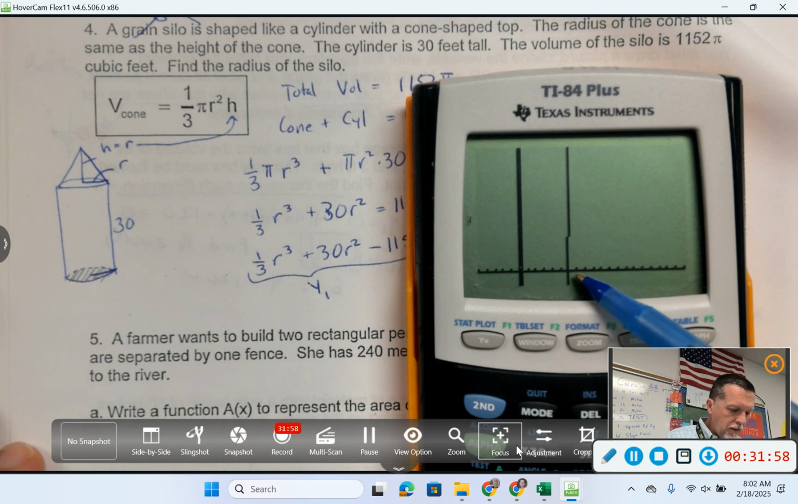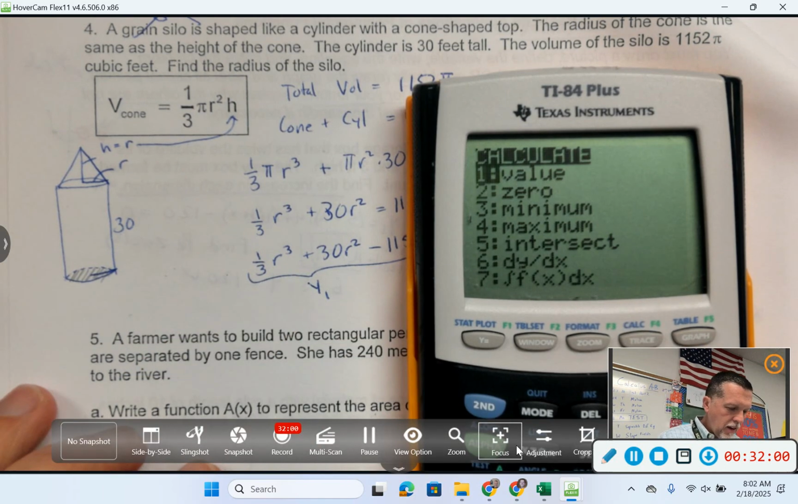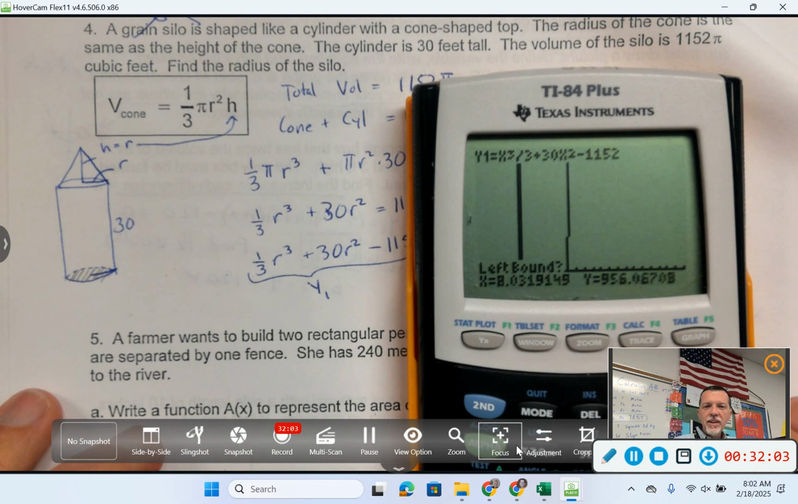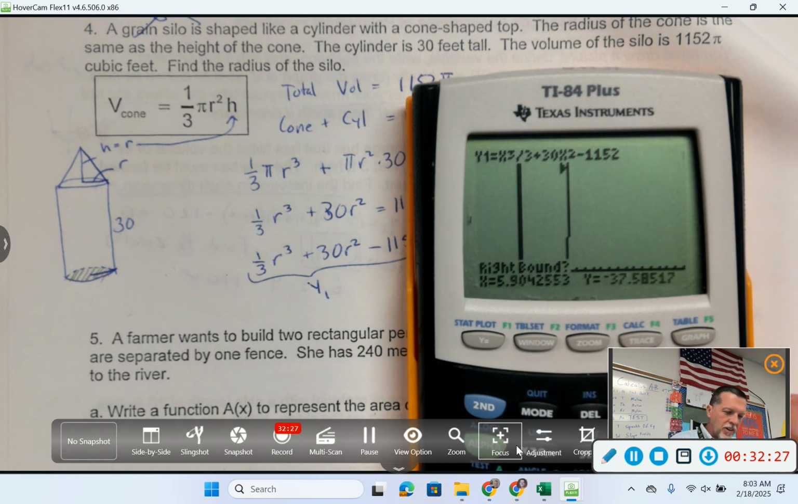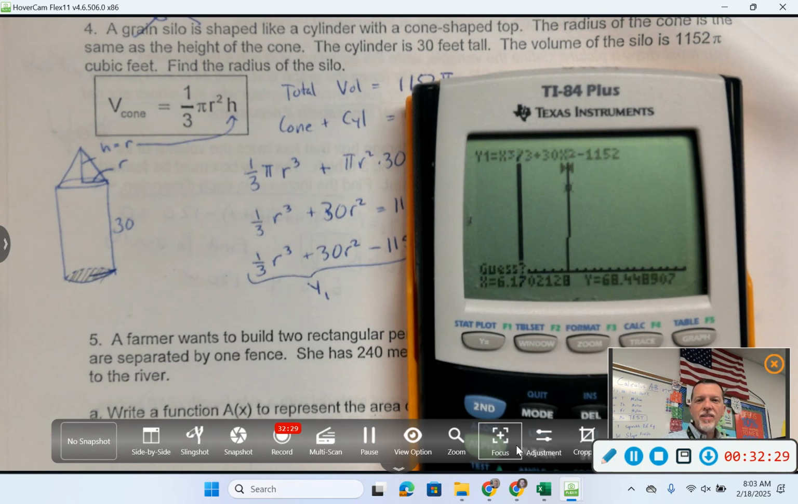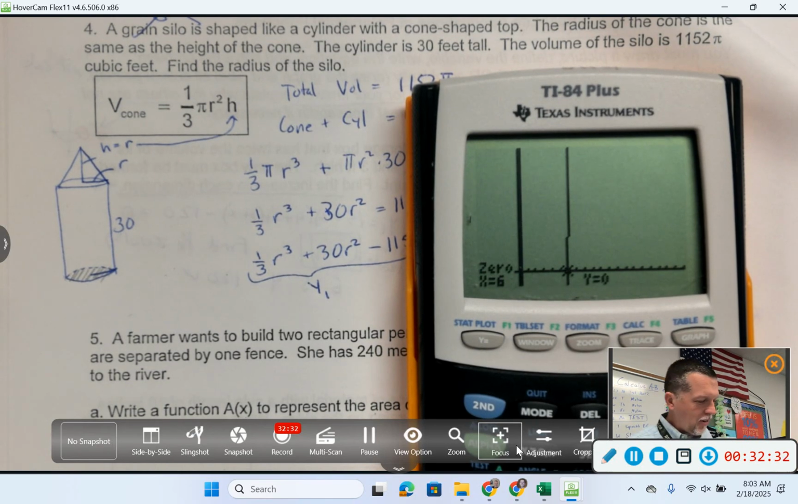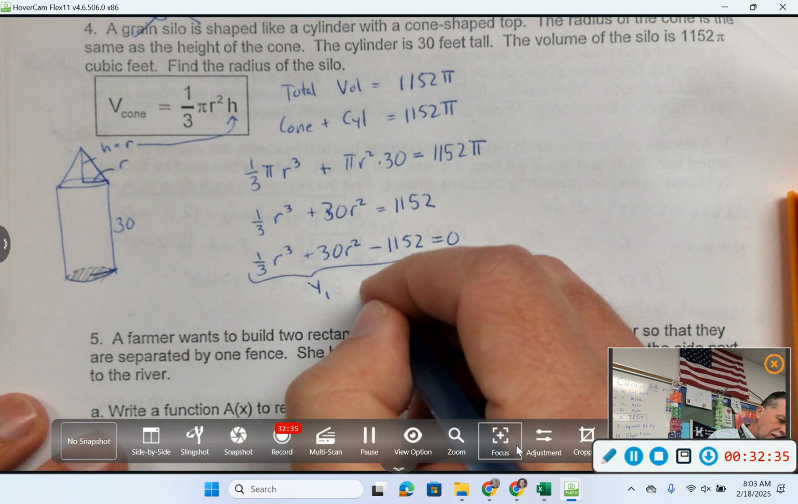But there's my 0. So there's my r value. Second calc, 0. I don't know if I'll be able to find it here. I'm looking at my y values as I'm scrolling around trying to find it. Oh, there it went. So I can't quite see it, but I can still do this. There's my left bound. Well, that's to the right. So if I go left one spot, now I'm at a left bound. Press enter. Right bound. Guess. And yeah, I should have checked the table first because r equals 6.